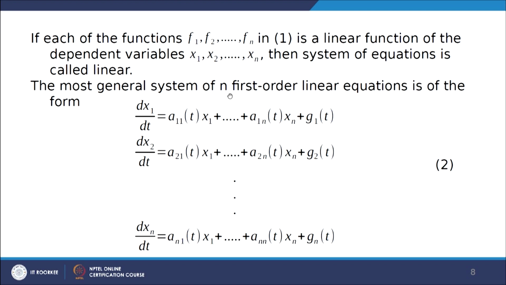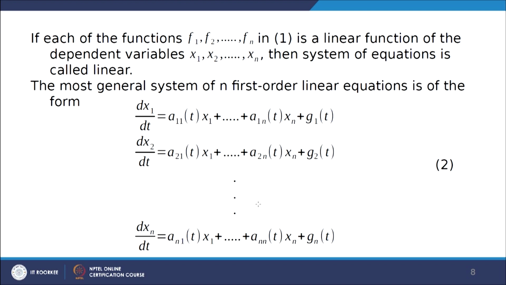Now, the most general linear system of n first order differential equations is of the form dx1/dt = a11(t) x1 and so on up to a1n(t) xn plus g1(t), dx2/dt = a21(t) x1 and so on up to a2n(t) xn plus g2(t), and the nth equation is dxn/dt = an1(t) x1 and so on up to ann(t) xn plus gn(t).